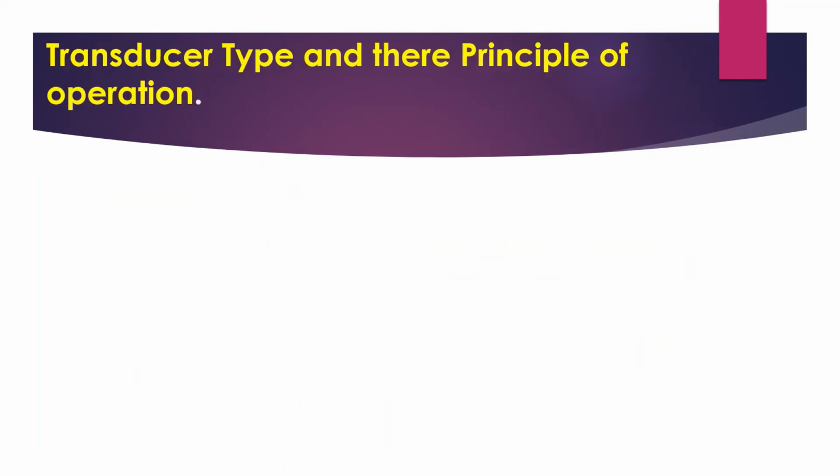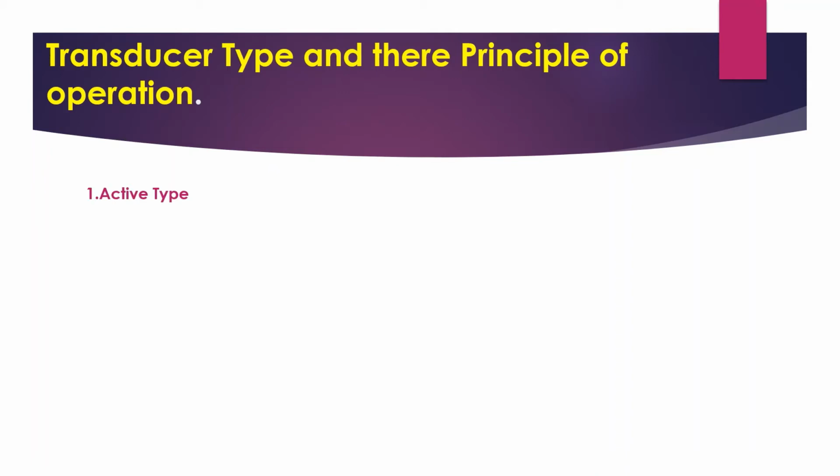Next, to understand types of transducers and their principle of operation. As we have already mentioned, there are two types: active transducer and passive transducer. Let us take a few examples of active and passive transducers and understand the principle on which these transducers work.